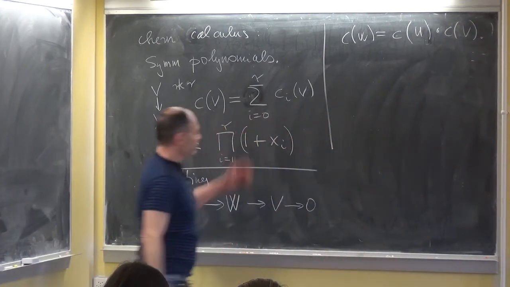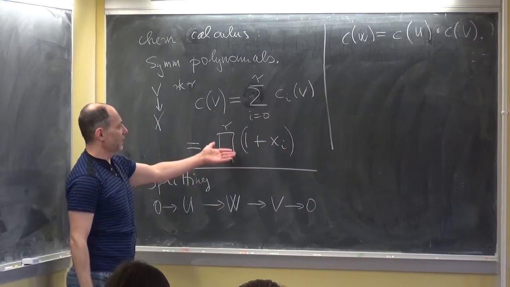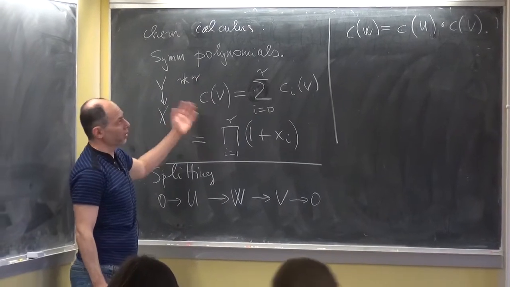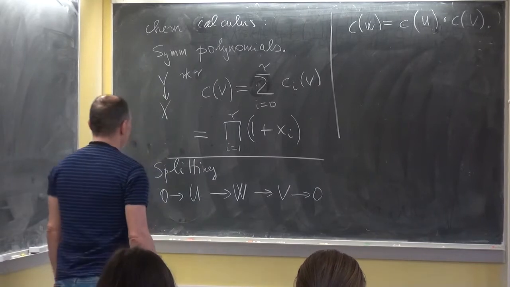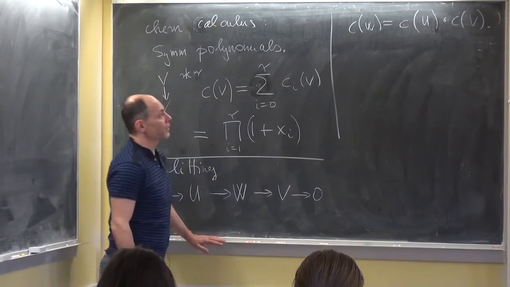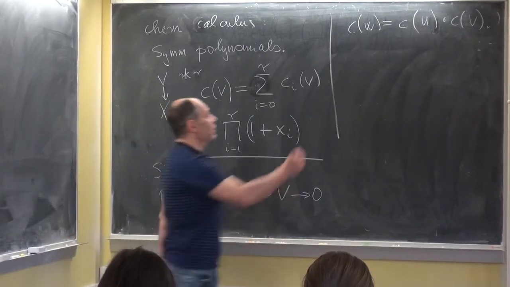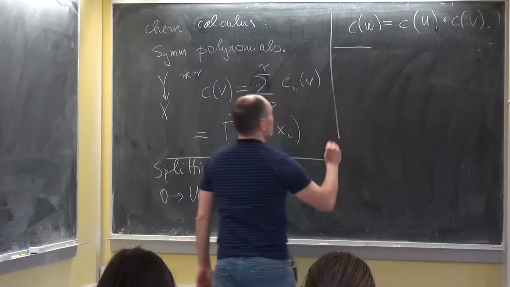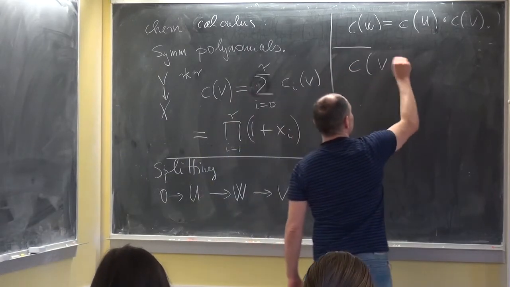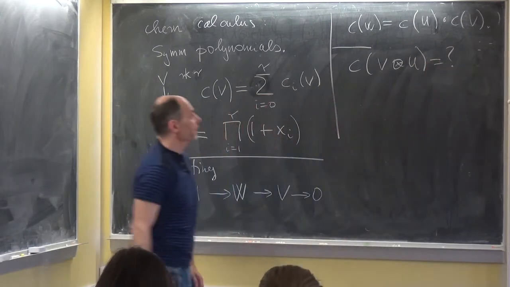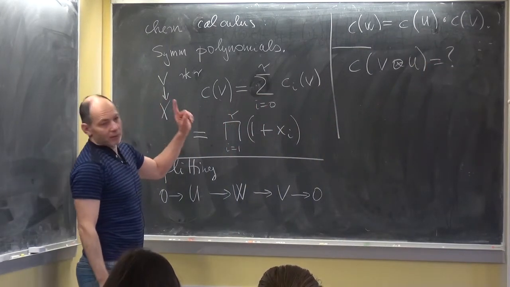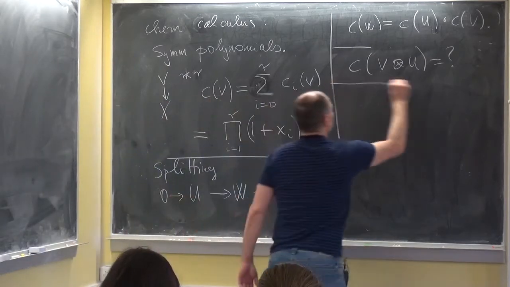Okay, and this just has to do with the fact that it's a product, and so of course this will continue to be true in this setup. Okay, so this was our formula. The problem is that the Chern class of a tensor product is much more complicated.